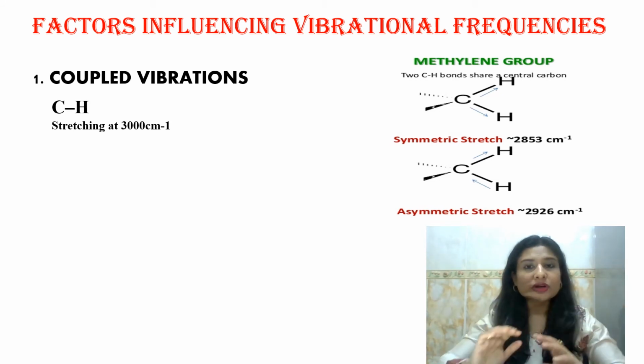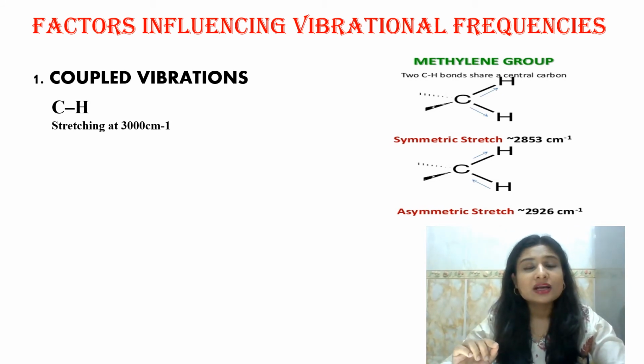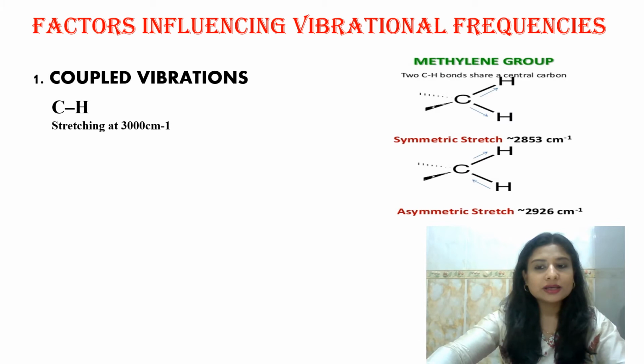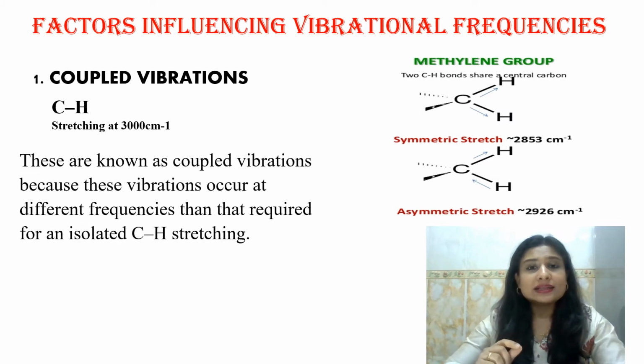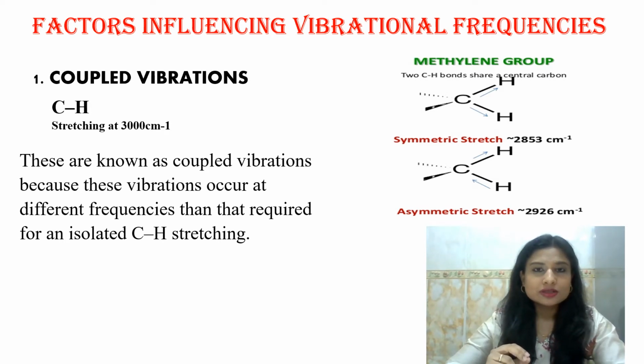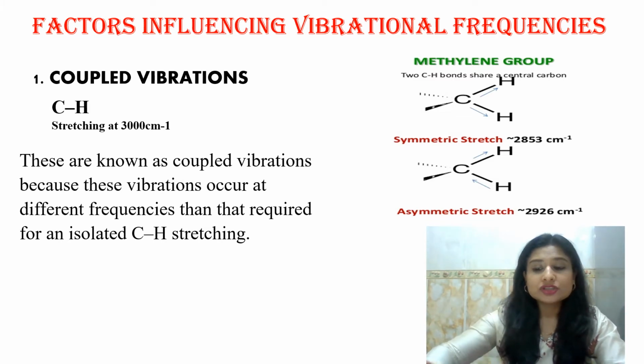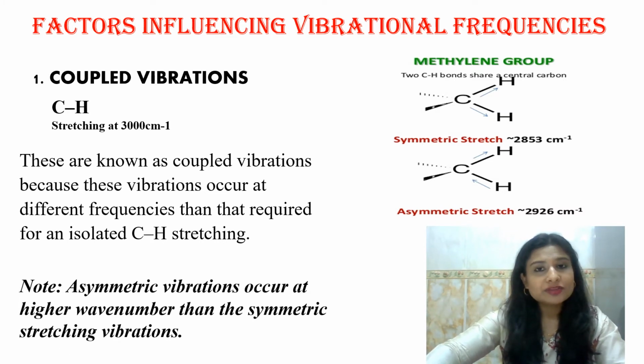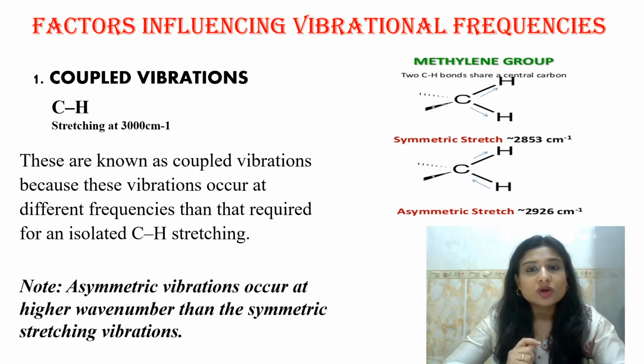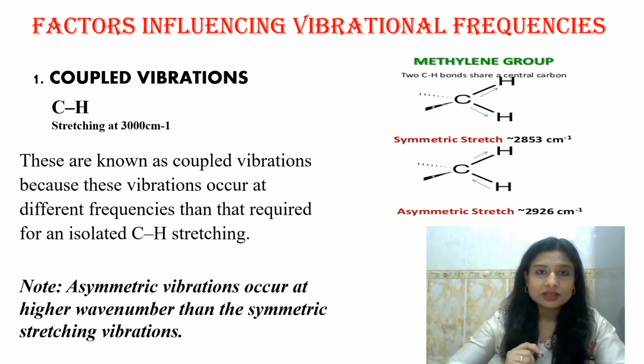If you want to learn more about the types of vibrations, I have covered that in my first lecture. You can just see it before we move forward with this lecture. Okay. So in the methylene molecule, there are two vibrations taking place and these vibrations are called coupled vibrations. And both these vibrations appear at different wave numbers. Asymmetric vibration always appears at a higher wave number and symmetric vibration always appears at a lower wave number.